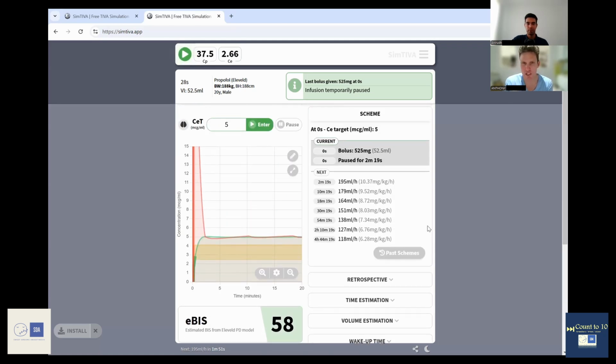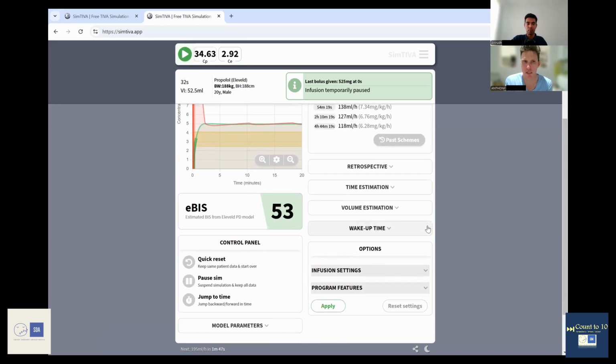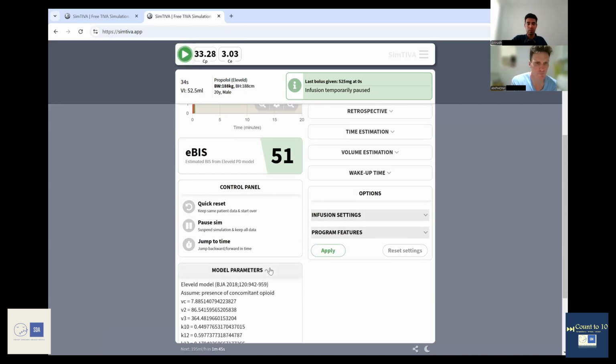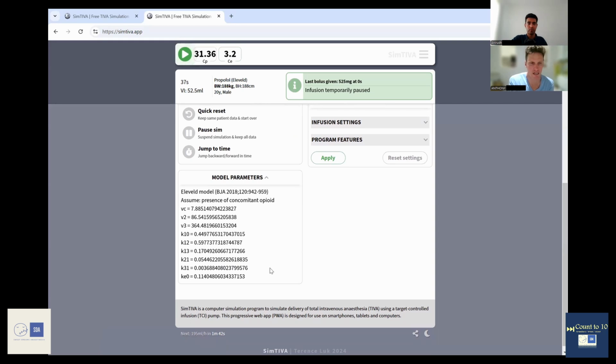The reason for this is that Eleveld solves some problems, but it creates another problem. The problem is if you scroll down to the model parameters, it's a different model, so you can't compare model parameters. It's just comparing apples to fish. But if you look at the KE naught there, the KE naught is 0.11. It's a very low KE naught.